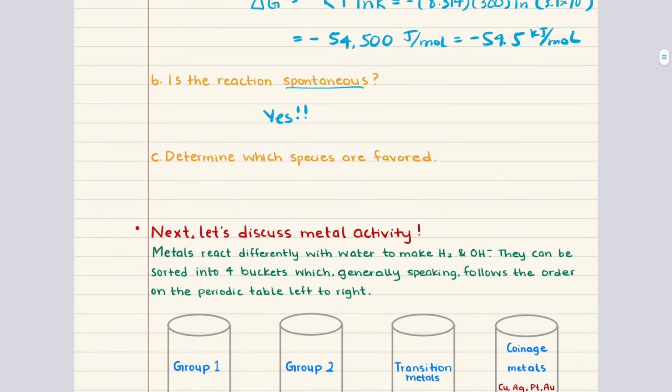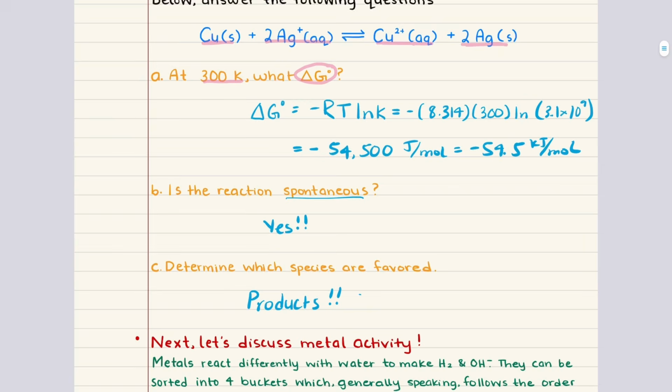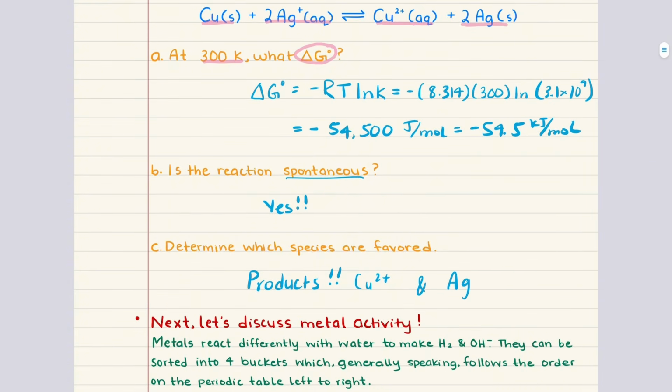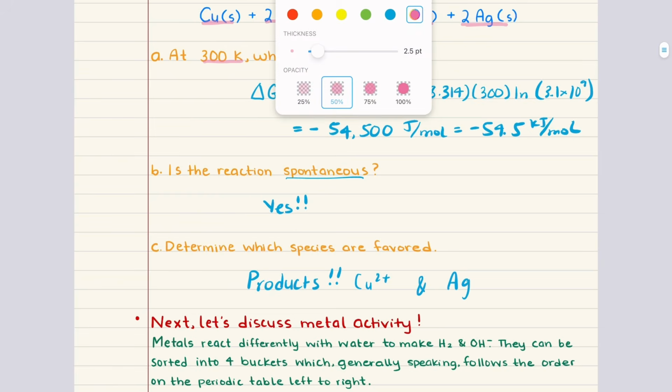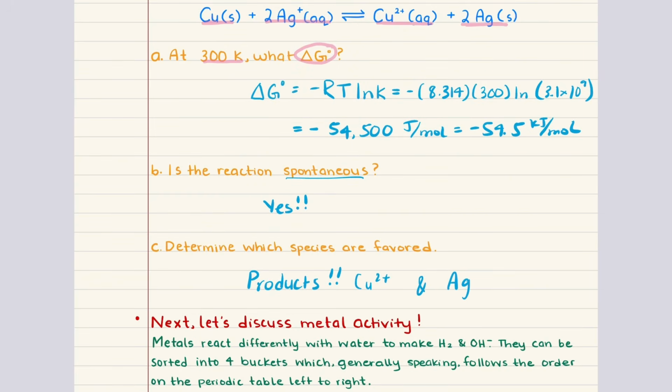Finally, part C asks which species are favored. A very large equilibrium constant means that products dominate at equilibrium. So in this reaction, the products are copper 2+ in solution and solid silver. So relative to the reactants, copper 2+ and solid silver, the products are favored.